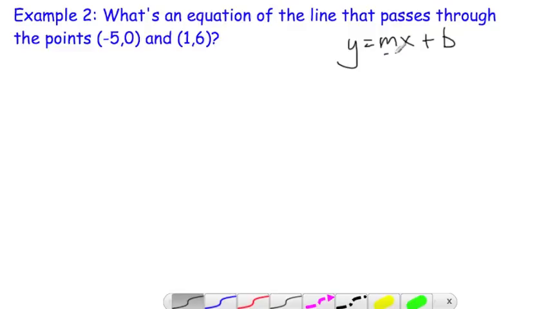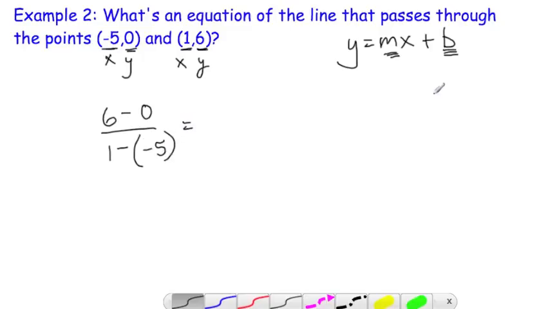Okay, so I got to find the slope, and then I can find the y-intercept. So, x, y, x, y. I'm going to start with this one. 6 minus 0 over 1 minus negative 5. Okay, 6 minus 0, 6. Minus a negative becomes positive. 1 plus 5, 6. Oh, look at this, 6 over 6 becomes 1.